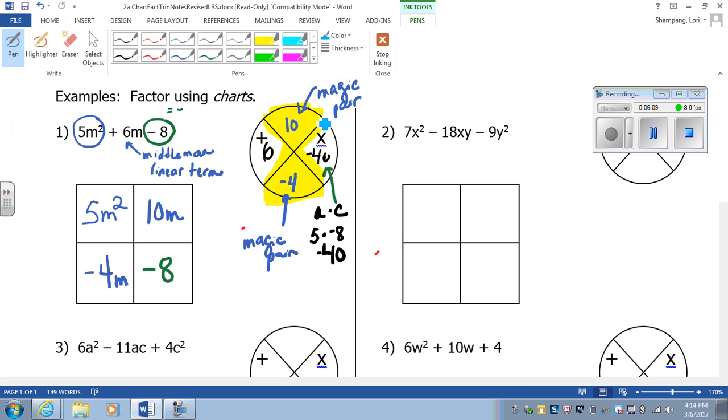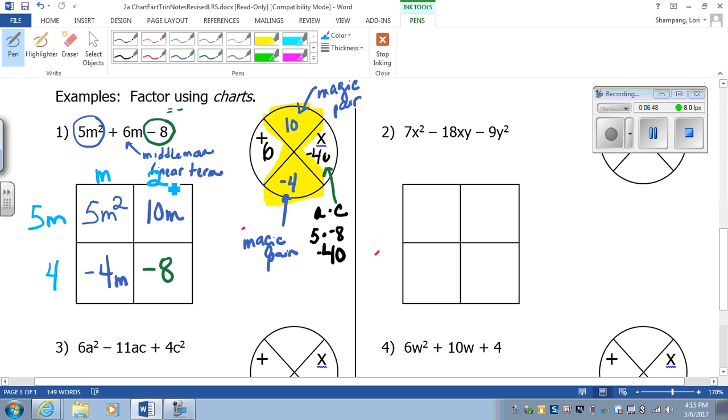In the bottom one, negative 4m and negative 8, I see 4 as being a common factor for both. Let's go ahead and do the same thing for the column. We have 5m squared and negative 4m. For that one, the only commonality I see is just m to the first power. And 10 and negative 8, the only common factor that I would see would be 2. So we have m and 2 going across our columns, and 5m and 4 for our rows.